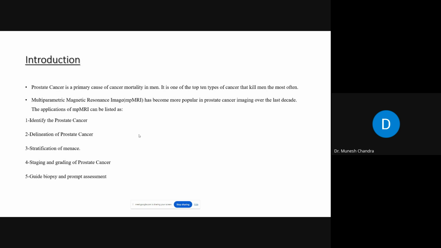So the next one is another medical problem, prostate cancer. If we are talking about cancer mortality in men, most of the men are admitted. Please mute yourself. So prostate cancer, you can say, is a primary cause of cancer. Do you want to say something?